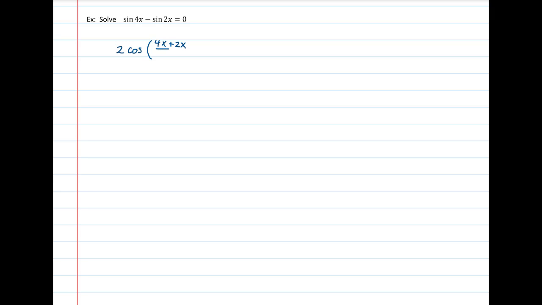So I could take these two, use the right identity, and that is 2 cosine of the sum of the two angles over 2 times sine of the difference of the two angles over 2. Right? And all of this is still equal to 0. Once we simplify, we're going to get 2 cosine of (4x plus 2x is 6x) over 2 is 3x times sine of (4x minus 2x is 2x) over 2 is just x equal to 0. Now the 2 in front just cancels out because we have 0 on the other side, so we can just divide everything by 2 and that 2 goes away.